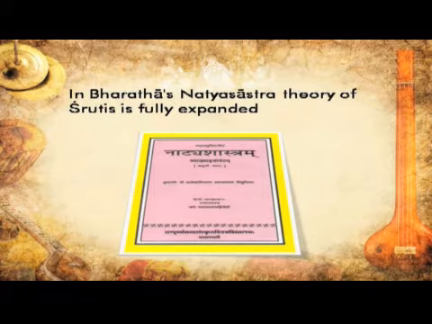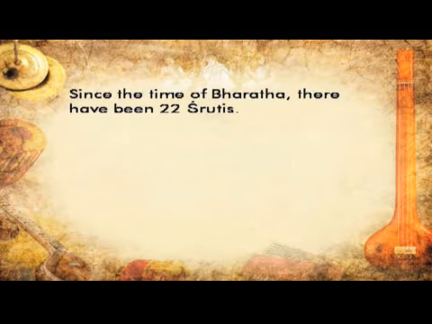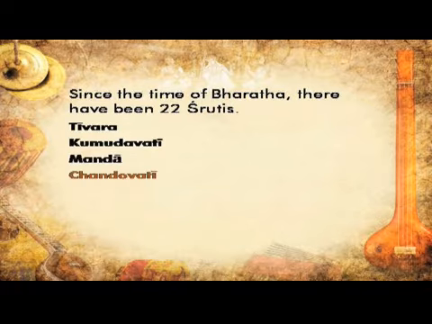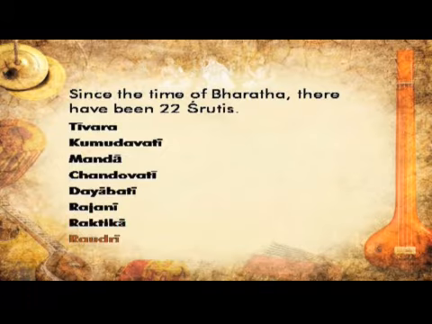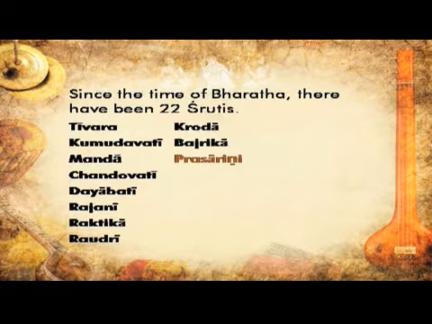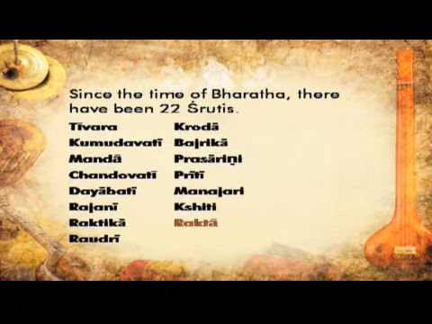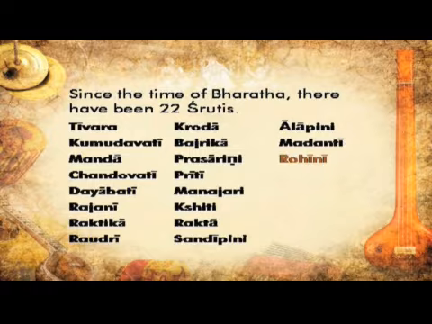Bharata uses the unit Shruti to define the interrelation of two notes in terms of consonance and dissonance. Since the time of Bharata, there have been 22 Shrutis, and they are Tivara, Kumudavati, Manda, Chandobati, Dayabati, Rajani, Raktika, Raudri, Krodhi, Bhajrika, Prasarini, Preeti, Manajari, Kshiti, Rakta, Sandeepini, Alapini, Madhanti, Rohini, Ramya, Ugra, and Kshovini.